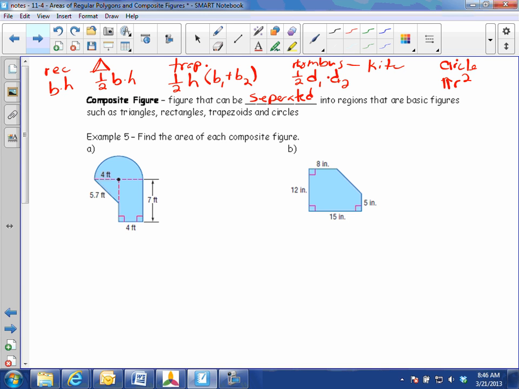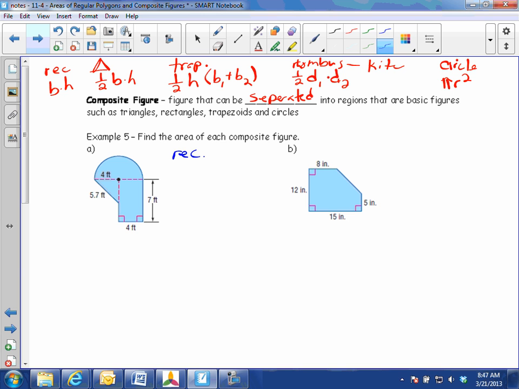Okay, so basically composite figures are kind of weird looking shapes. They're not regular shapes, but we can cut them into pieces, and for each of those pieces we'll be able to find the area. So looking at this first one, what pieces are we going to cut this into? A half circle, a triangle, and a rectangle. Right, they've already got nice little dotted lines showing where we can cut it apart. Which piece do you want to do first? Rectangle. Then circle.